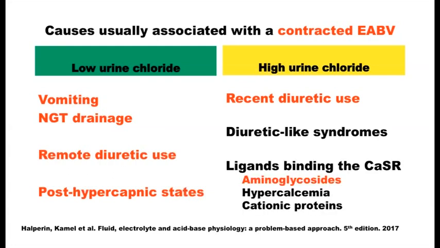And then ligands which bind the calcium-sensing receptor in the thick ascending limb of the loop of Henle, and by far the most common that we find are aminoglycosides, which are cationic drugs and have the ability to bind the calcium-sensing receptor in the loop of Henle and mimic so-called Lasix or furosemide. Just out of interest, hypercalcemia is another cause of this, and patients with light chain diseases, myeloma, cationic proteins also have the ability to have this effect.